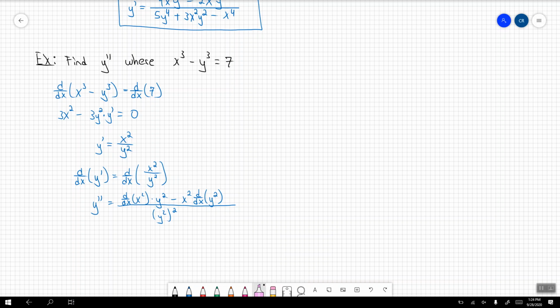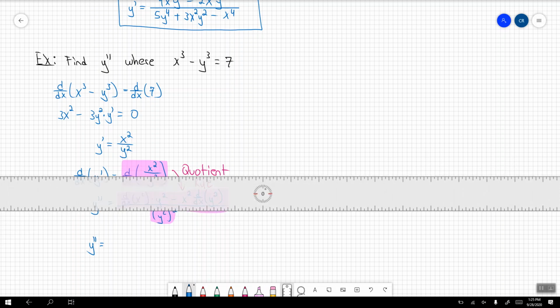Let's go with this color. Or sorry, that we are using the quotient rule. All right. There we go. Perfect. Let's keep going. y double prime, derivative of the first function, that's 2x. And you know what? Let me get a good fraction bar going here.